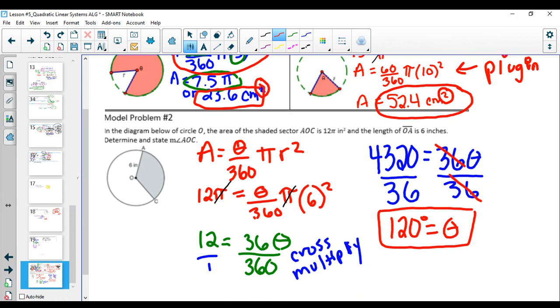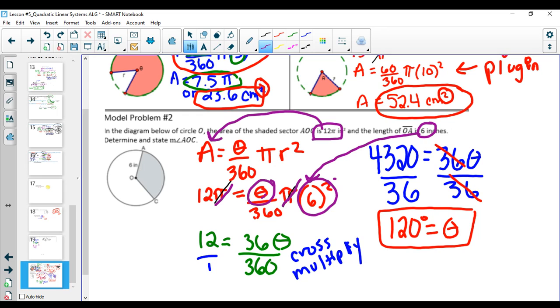For model problem 2, it's a little different because instead of giving you the radius and the angle, it gives you the area already. So the area goes in for A, and then the radius goes in for r, right? And then we're looking for theta. So if there's a pi on both sides, those cancel. And then we got 6 squared is 36, 36 over 360, and then you just cross multiply. If I cross multiply, I would get 4,320. And then divide by 36, and you'll eventually get your angle.